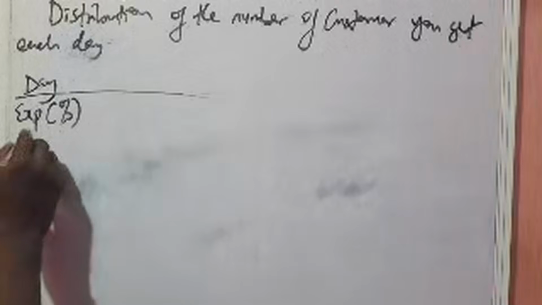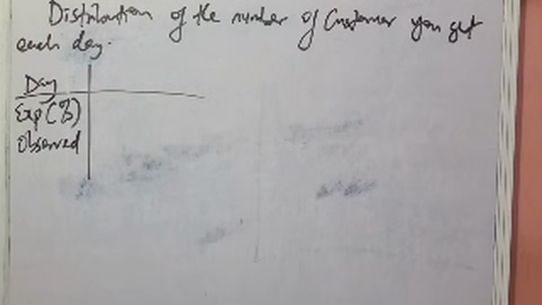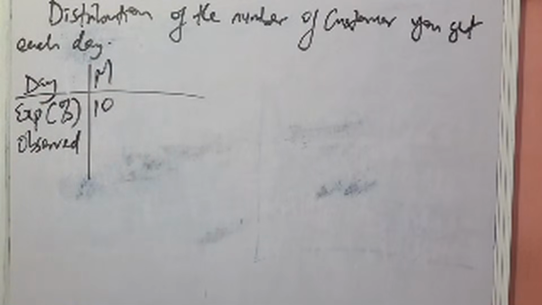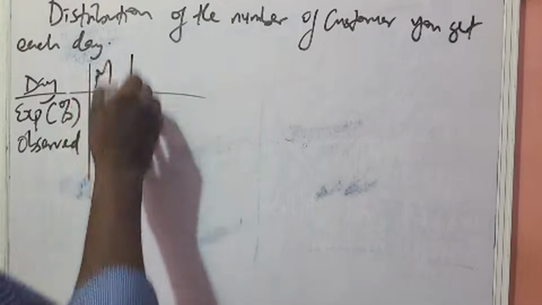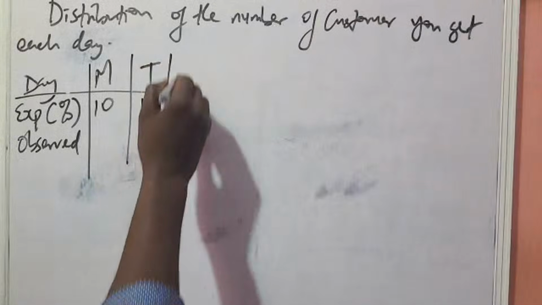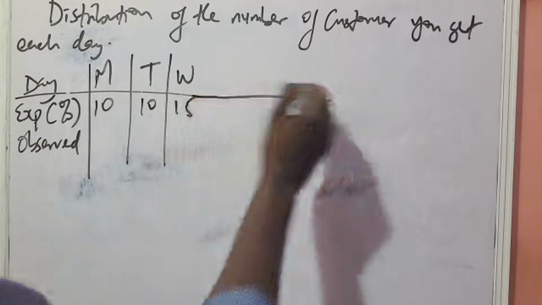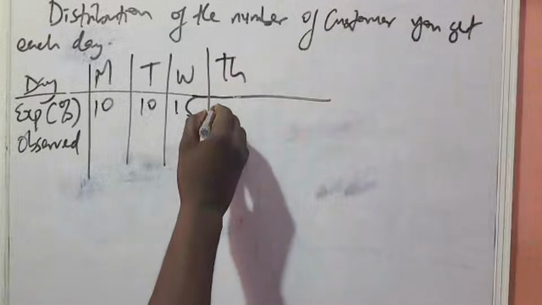And you are given the observed data. So this is what's happening here. For this particular shop owner, on Monday, this shop owner expects 10% of customers. Monday, 10% was expected. On Tuesday, this person expected 10% also. On Wednesday, she expected 15%, probably for some certain reasons. On Thursday, she expected 20%.